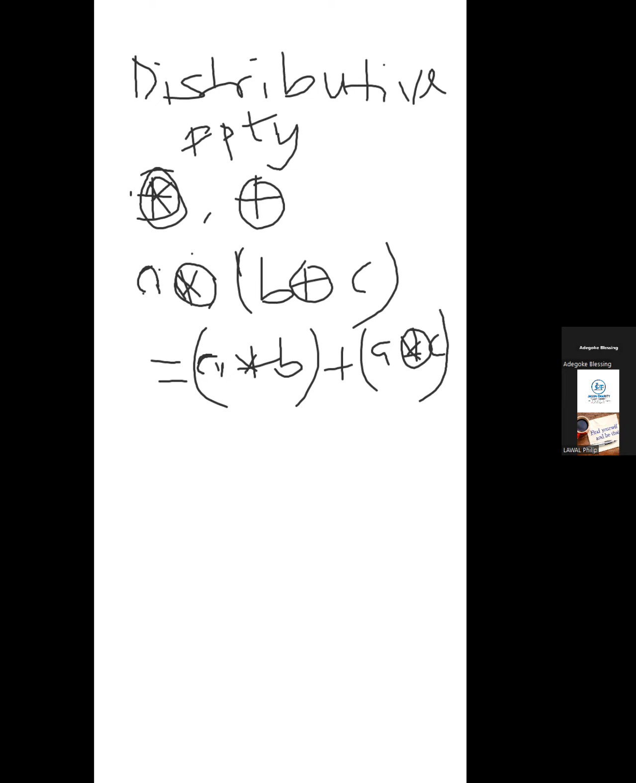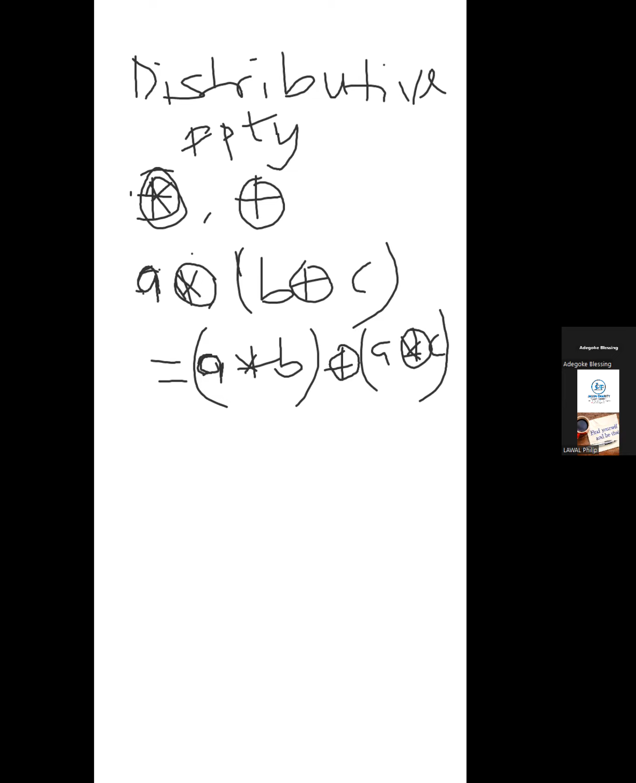Then we conclude that, sorry, I think my screen is not acting well, but I think I can manage it this way. So this binary operation star is distributing A across B and C. So A star B plus A star C. Let me just also cover the plus because it's also a binary operation. It's not an ordinary plus.